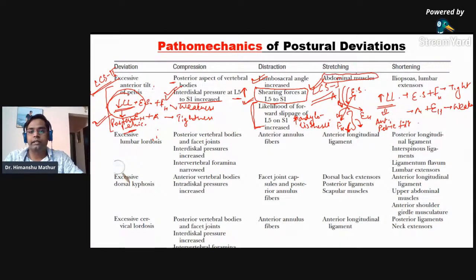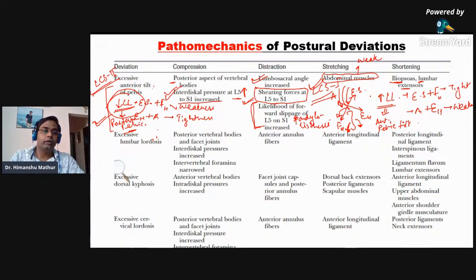Usually the abdominal muscles get weakened. They get weak, and there will be shortening of the iliopsoas because of anterior pelvic tilt, and shortening of the lumbar extensors. Especially there is a very visible and easily examined tightness in the extensors of the lumbar spine, that is the erector spinae.